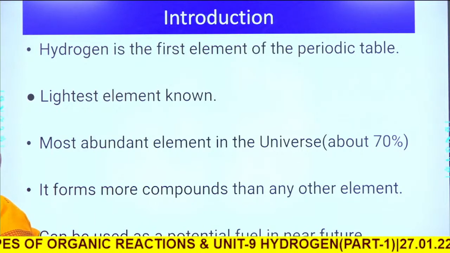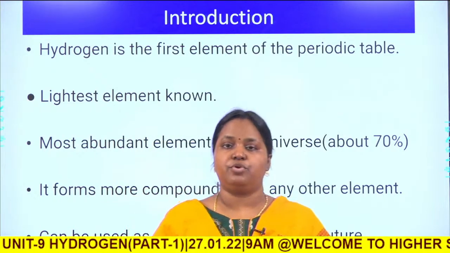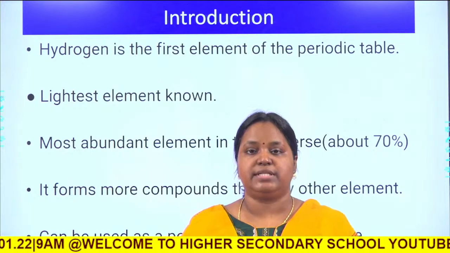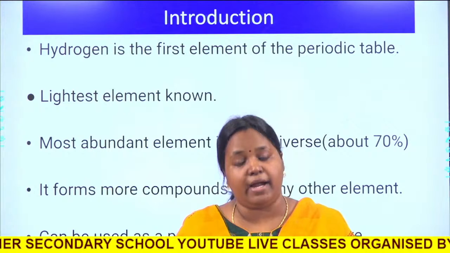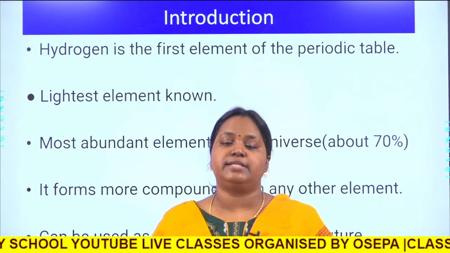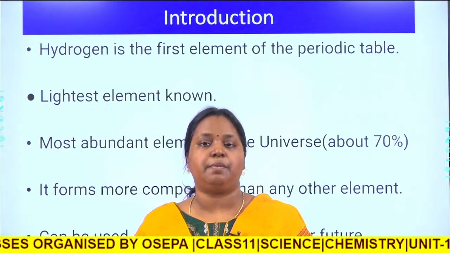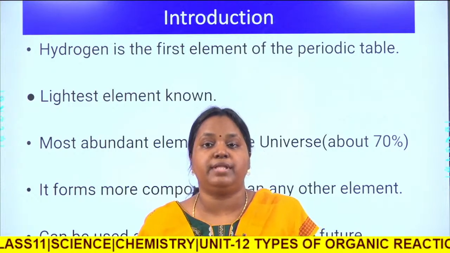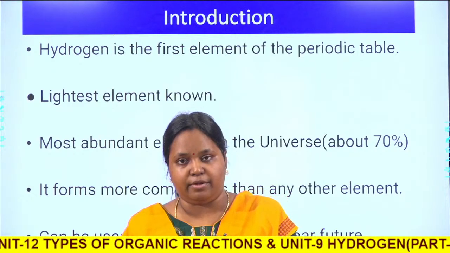So let us have a brief introduction regarding hydrogen. Hydrogen is the most abundant element of the universe. 70% mass of the entire universe is because of hydrogen. It is also the lightest element known and it is the element which forms the maximum number of compounds. No other element can form as many compounds.